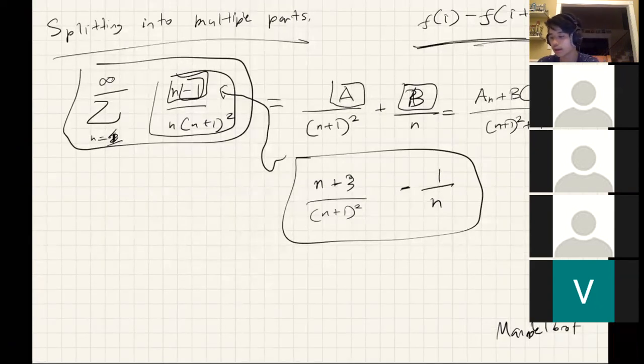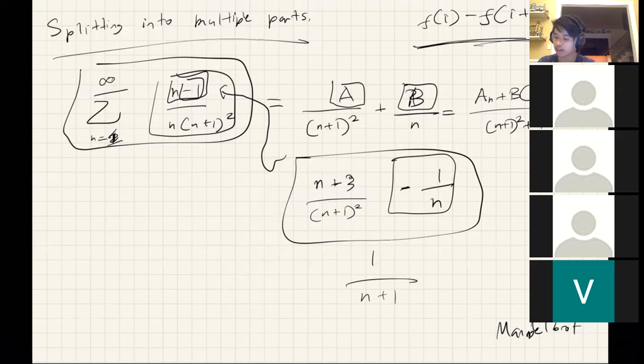So now where do we go from here? Because this is still very far from a telescoping sum. Now we have a -1 over n, right? So what if we're able to create a positive 1 over n plus 1? Wouldn't that be great? Because then we can create a lot of telescoping, right? And it turns out we can do exactly that.